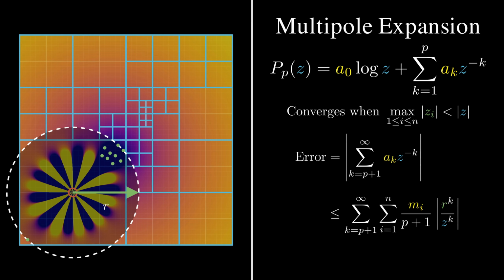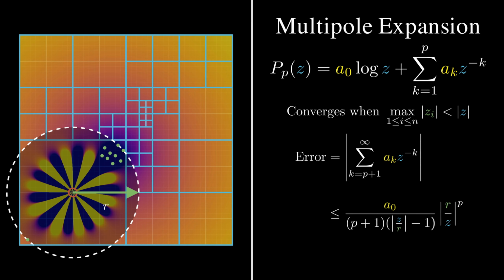Now look, we have r over z, which is almost the same as the criteria for the far-field approximation we used in Barnes-Hut. Also, since the rightmost term doesn't depend on i anymore, we can pull out the sum of the masses, which conveniently was a0. We're left with a geometric series, which there's a formula for.